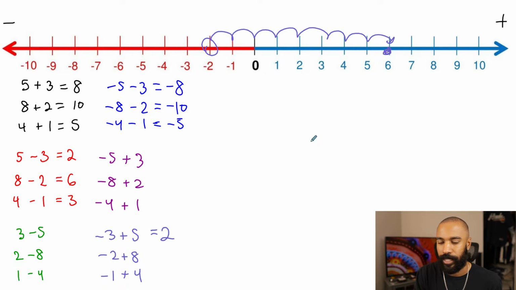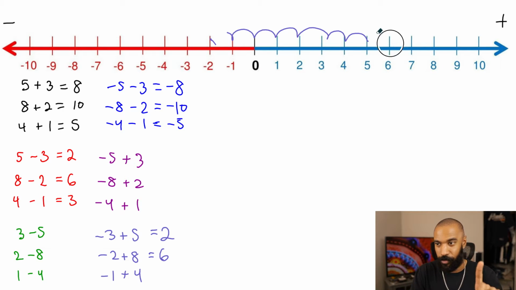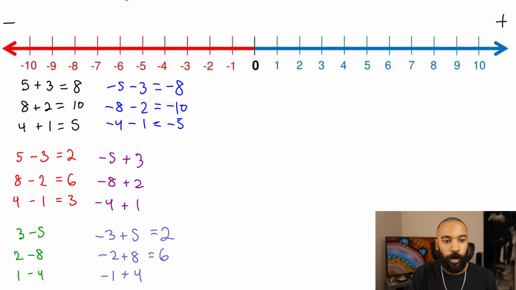We land on 6. Now, again, I'm not asking you to actually do a number line. I want you to picture what's happening, though, and I want us to try and figure out what we're going to be doing for negative 1 plus 4 without literally counting it. Don't count. I know you're trying to count it right now. Don't do that. So let's look at what we have so far. Negative 3 plus 5 is 2. Negative 2 plus 8 is 6.